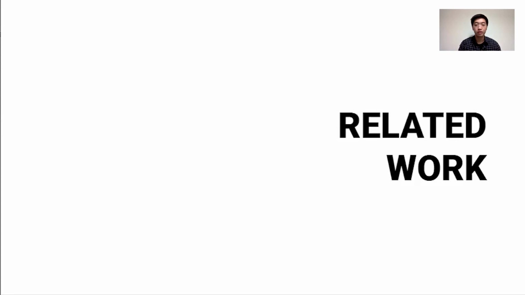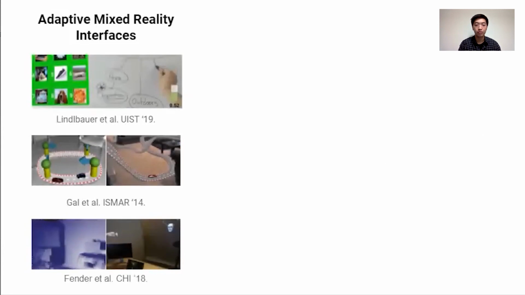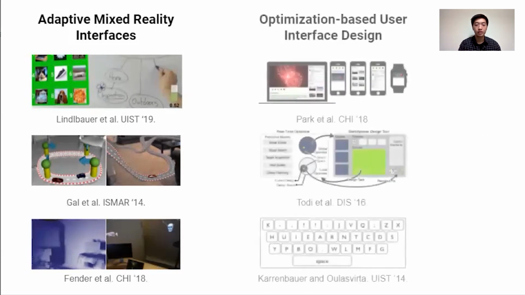Our approach builds on related work for mainly two streams of research. Firstly, there is substantial prior work leveraging a variety of information to determine the ideal display of mixed reality interfaces. We distinguish our work with our specific focus on semantic connections. We also draw heavily from known techniques in optimization-based user interface design for the implementation of our approach.